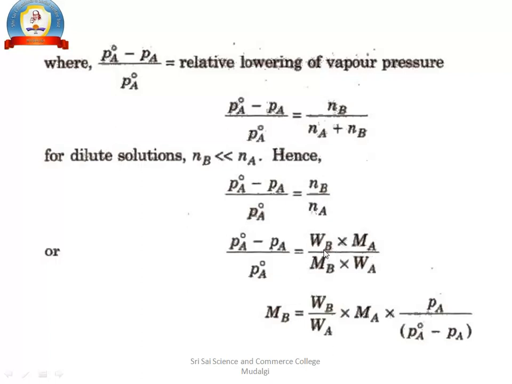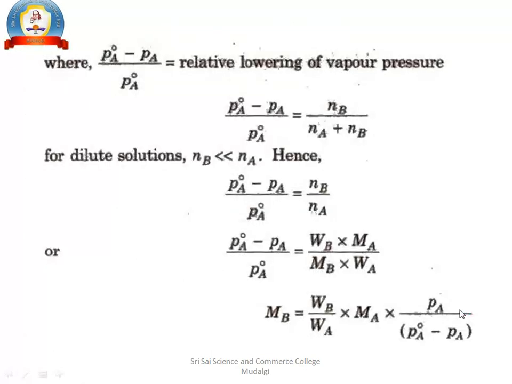In some of the textbooks they have given W1 and M1, W2 and M2. One refers to solvent and two refers to solute. Right? So here, same: A refers to solvent and B refers to solute. So when I simplify this equation, if I want to get Mb, that is the molecular mass of solute, that will be equal to Wb divided by Wa into Ma into this expression. When it goes to the numerator, this comes into the numerator.